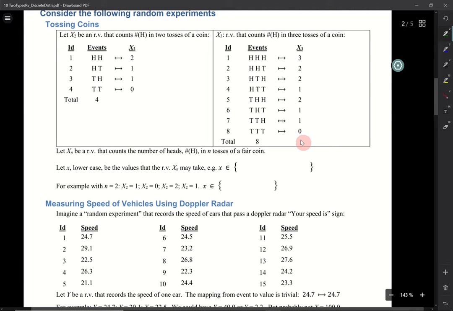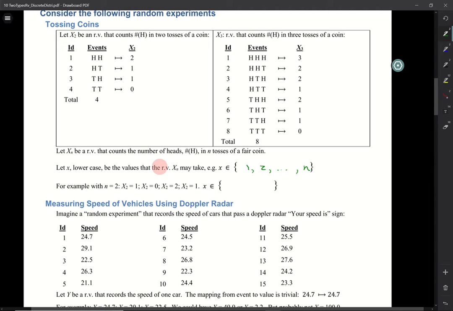And so you can see that when we talk about random variables, we use capital letters to be the random variable, the whole random variable, and we use lowercase to be the values that it takes. So the values that it would take would be, say, 1, 2, up to n.